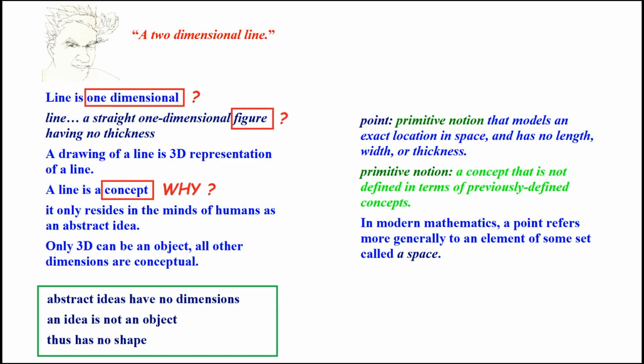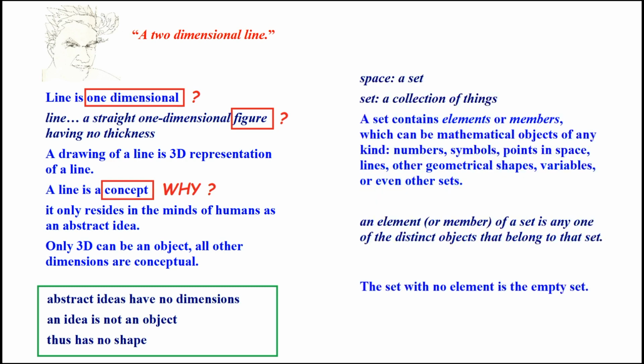In modern mathematics, a point refers more generally to an element of some set called a space. Let's see what a space is. And we look up space. It says space is a set. What is a set? A collection of things. It contains elements or members. What is an element? It's a member of a set.